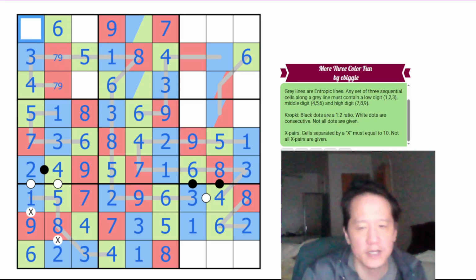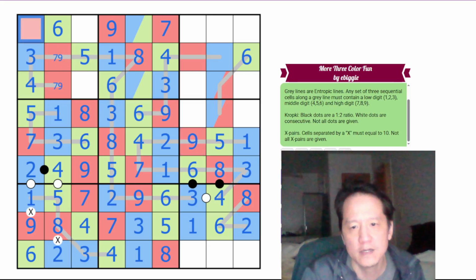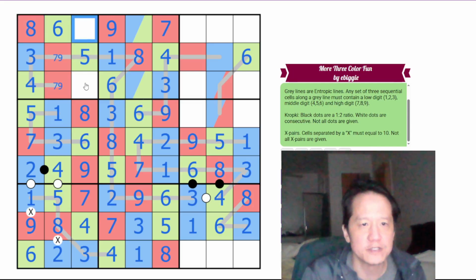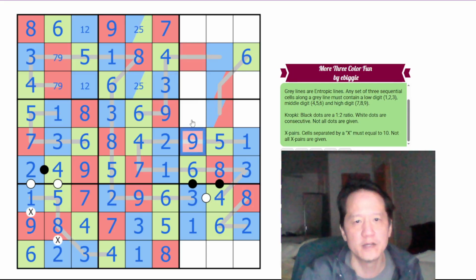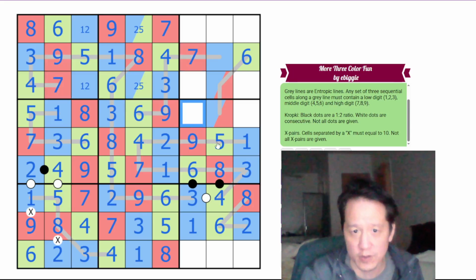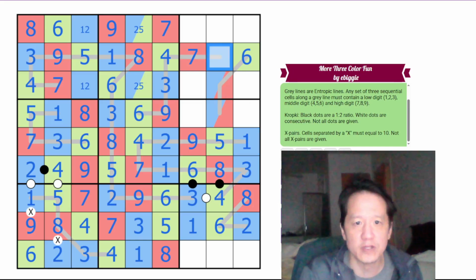This has to be an 8, therefore it's a high. The remaining digits here have to be 1 and 2, and they're both low. So this is low, this is low. This is 1 or 2. The remaining digits here are 2 and 5. This has to be 7 or 9, but it can't be 9, so this must be 7, which makes this 9, which makes that 7. This has to be a low, and therefore is a 2.